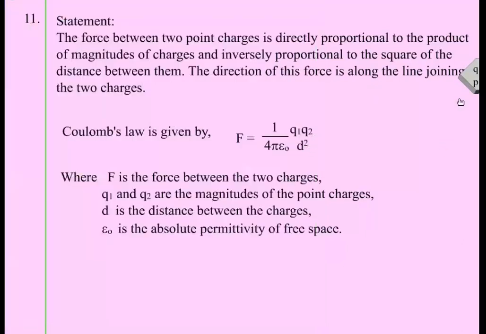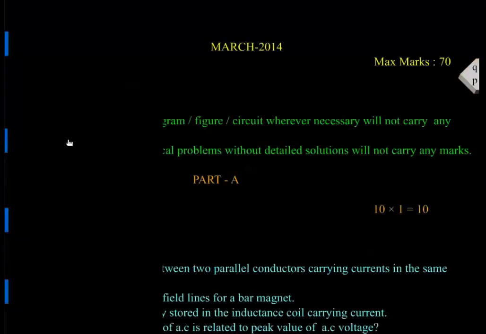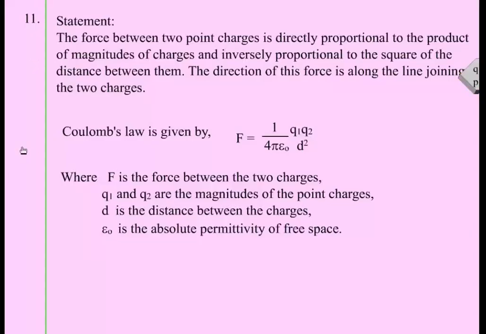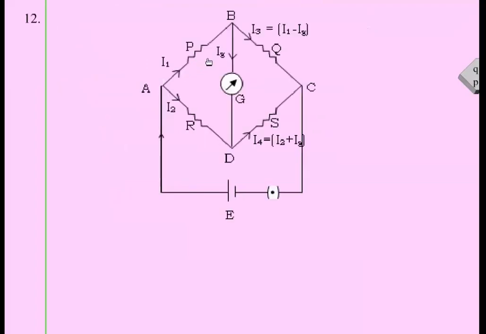So next, the question number 12. Look here, draw Wheatstone's bridge circuit and write the condition for its balance. For this 12th one, this is the Wheatstone's bridge. P, Q, R and S are 4 resistors connected in the form of a quadrilateral. And of course there is a galvanometer.